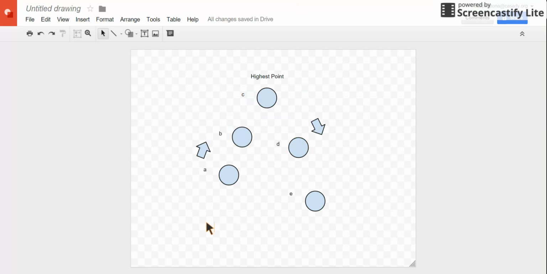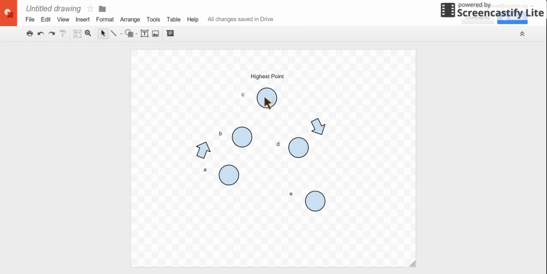Along those same lines, think about a ball that is being thrown up in the air and then comes back down. At which point, A, B, C, D, or E, would you have the most potential energy? And at what point would you have the least potential energy? Also, at what point would you have the most kinetic energy, and at what point would you have the least amount of kinetic energy? Now, when it comes to the kinetic energy, that one's a little bit trickier.